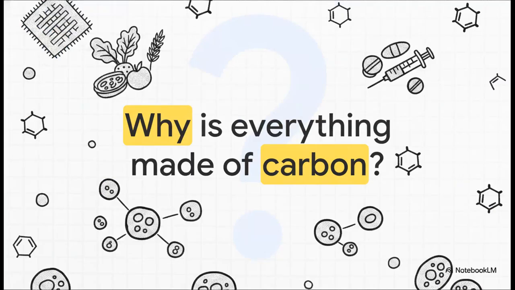Hello, learners, and a very warm welcome to this explainer. I want you to just take a quick moment and look around you. The clothes you're wearing, the food you eat, the medicines we take, and indeed the very cells in your own body, they all share a remarkable secret. They are entirely dependent on one specific element. So why is almost everything around us made of carbon? Today, we are going to unravel this fascinating mystery together, step by step.